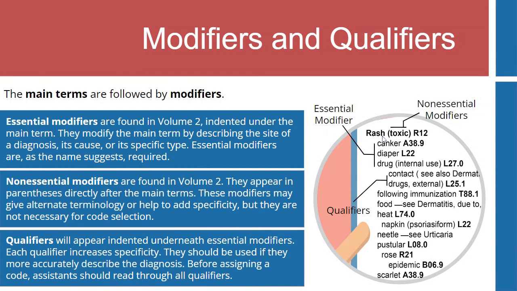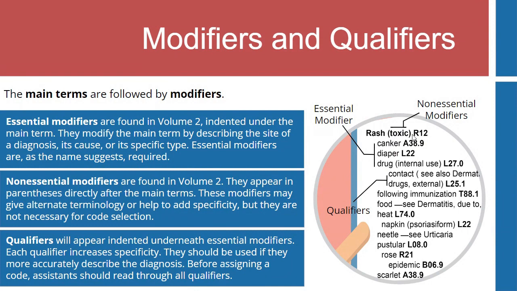So to just say rash, if we were to just code rash R12, that's not specific enough. We have to add the essential modifier. What kind of rash is it? It's a diaper rash, which is L22. Okay. So that's the essential modifier. And as we learned on the slide before this one, non-essential modifiers don't necessarily have to be added.